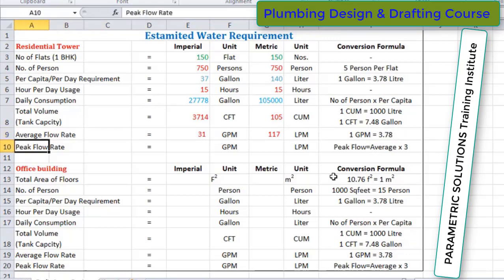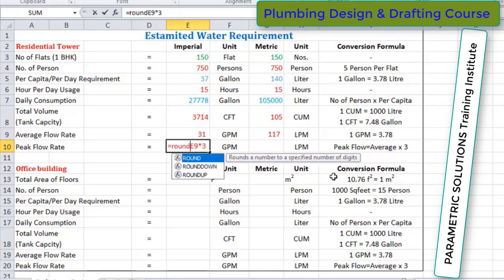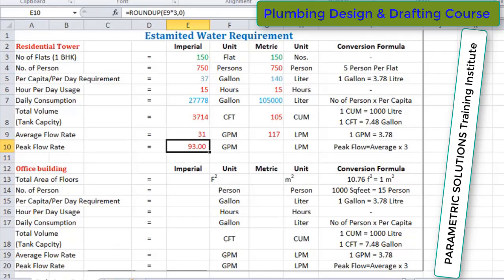Okay, so let's talk about the peak flow rate. Peak flow rate is always 300% more than the average flow rate, because at peak flow rate more water is used. For example, in the morning the peak flow rate is the highest usage amount of water. So here I will mention 31 multiplied by 3, so that will be 92.59. If I want to round it up, just put the formula, so that will be 93 GPM. If this is 93 GPM, the same formula here will be 117 multiplied by 3, so 350 liters per minute. This is the peak flow rate of your water at the peak level in the morning time.